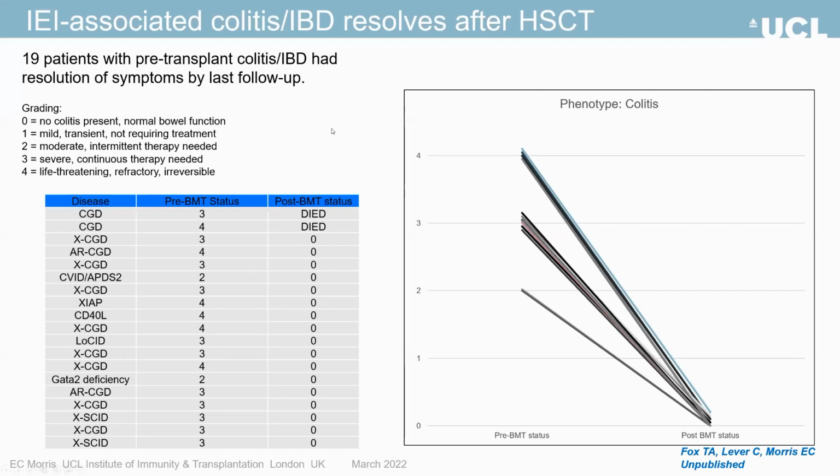Then just before I finish, patients who were treated with active colitis at the time of transplant also had a very impressive response to allotransplant. And so we had a significant number of patients in our cohort with refractory colitis on biologics and immunosuppressive therapies pre-transplant who all had resolution of colitis post-transplant, except for two patients who died of transplant-related mortality unrelated to their gut.